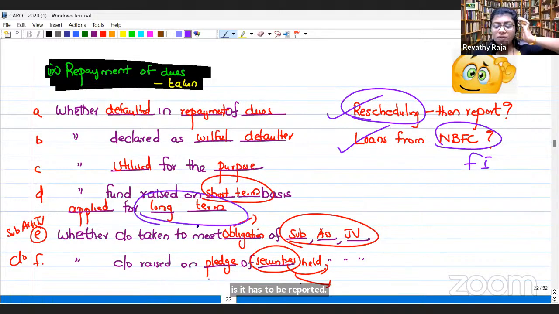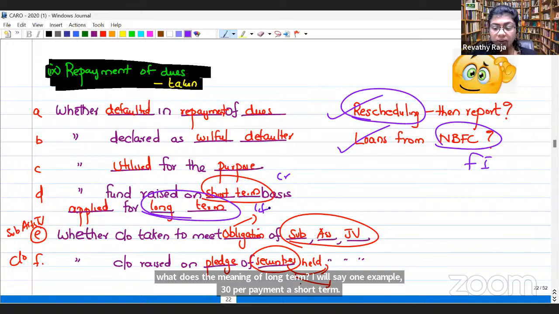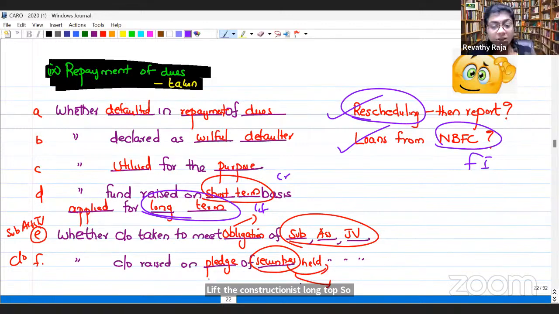What is the meaning of long term? I will give one example. Creditor payment is short term. Lift construction is long term. So what is long term depends upon the individual cases.